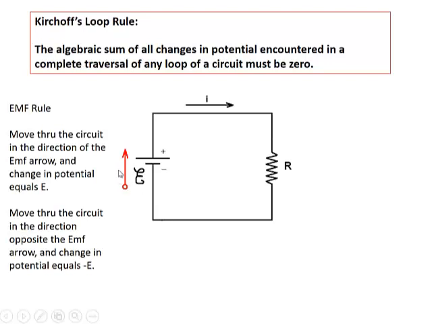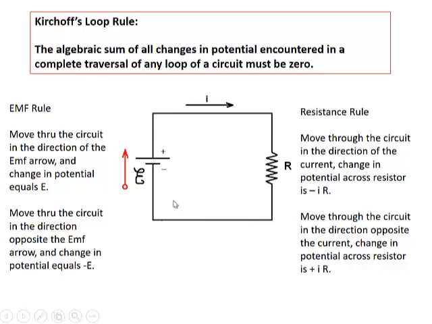The EMF rule says that as you walk around the circuit, and you do so in the direction of the EMF arrow, the EMF arrow is telling us which way the battery is pushing these imaginary little positive charges through the circuit. So the EMF arrow points from the negative side of the battery, the short side, to the positive side. If you move in a direction opposite the EMF arrow, you're going to make E, the EMF of the battery, negative. So you walk around this way, you make it positive. Walk around this way, you make it negative.